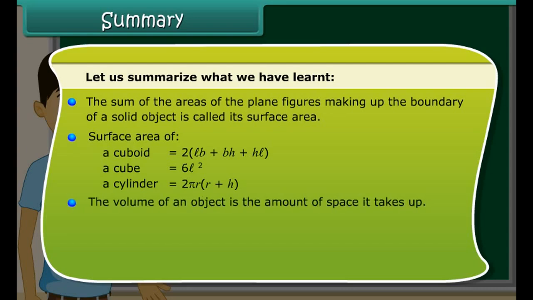The volume of an object is the amount of space it takes up. Volume of a cuboid is equal to L into B into H. Volume of a cube is equal to L cube. Volume of a cylinder is equal to pi R square H.